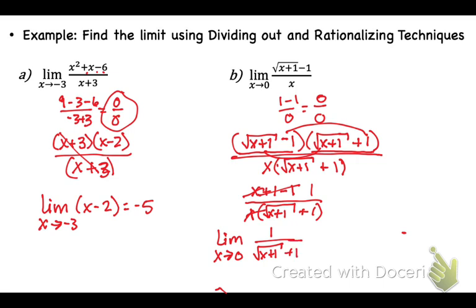Yes? And now should I try direct substitution? Yes. I get 1 over 1, so I get 1. If the second direct substitution failed, that's when I would have to go to a table or a graph. Okay, so with direct substitution, for the denominator, 0 plus 1 is 1 in the square root, and the square root of 1 is 1, and on the other side, it's plus 1, so we're at 2.